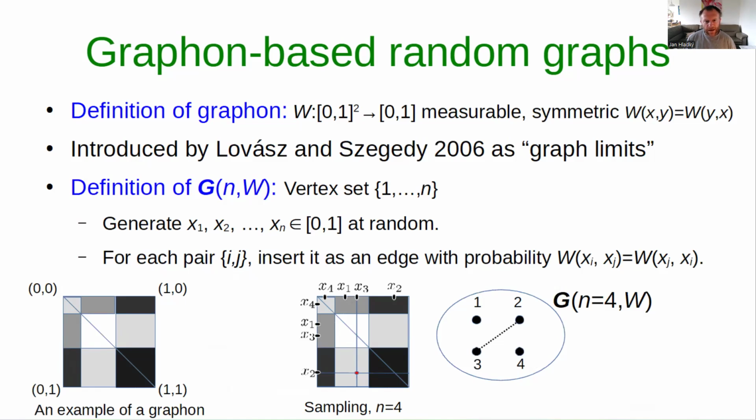And by symmetric, I mean that when you swap the coordinates, the value doesn't change. And by measurable, I mean Lebesgue measurability. And if you are not too familiar with Lebesgue measurability, don't worry too much. We will use it only in some intuitive sense.